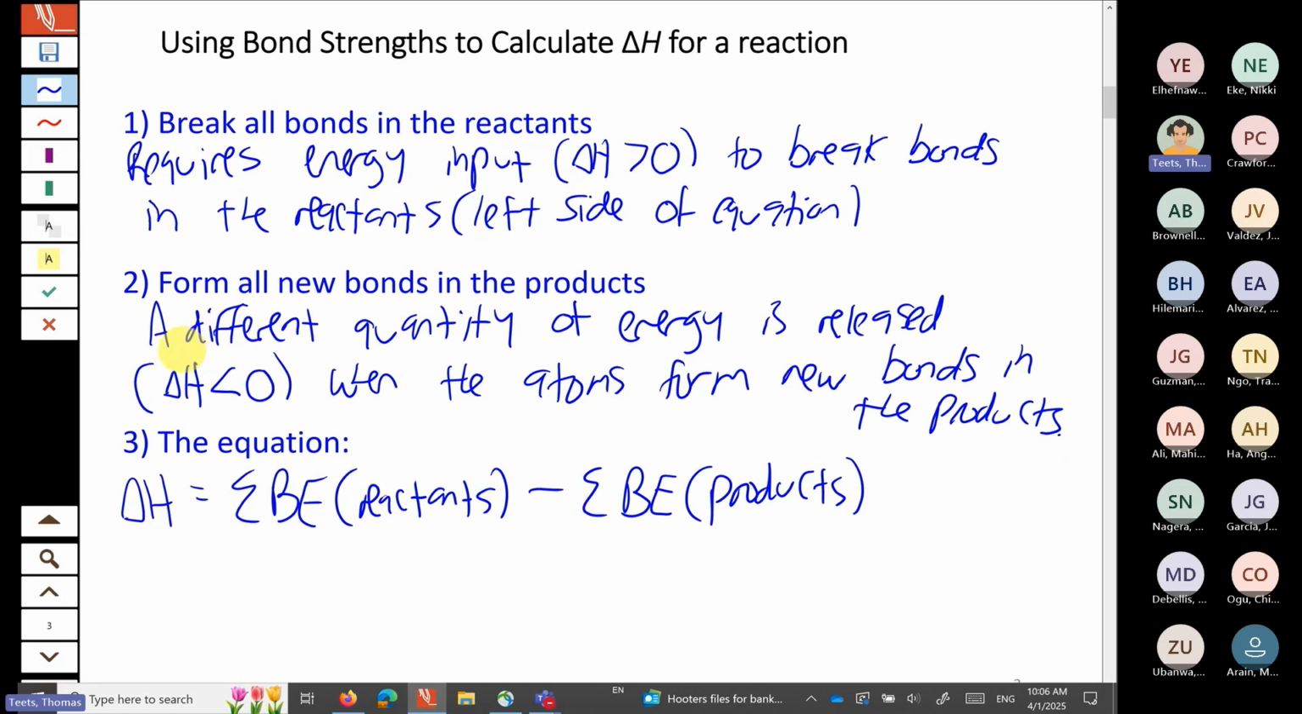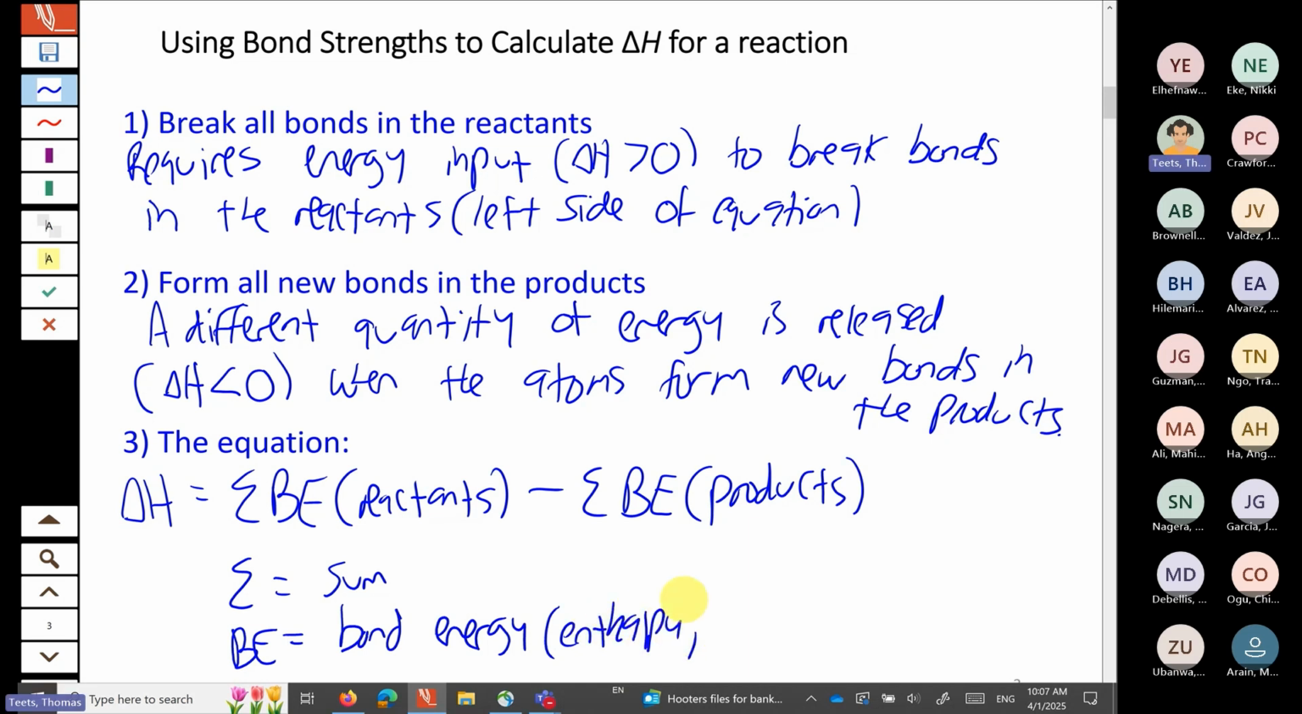There's two different ways of doing this, and again, different equations for both. As before, this Greek letter sigma means sum, so we're going to add all those up on each side. And we're using BE to abbreviate bond energy. Now, bond energy is sometimes called bond enthalpy or bond strength. So there are some different terms for it, but they all mean the same thing.